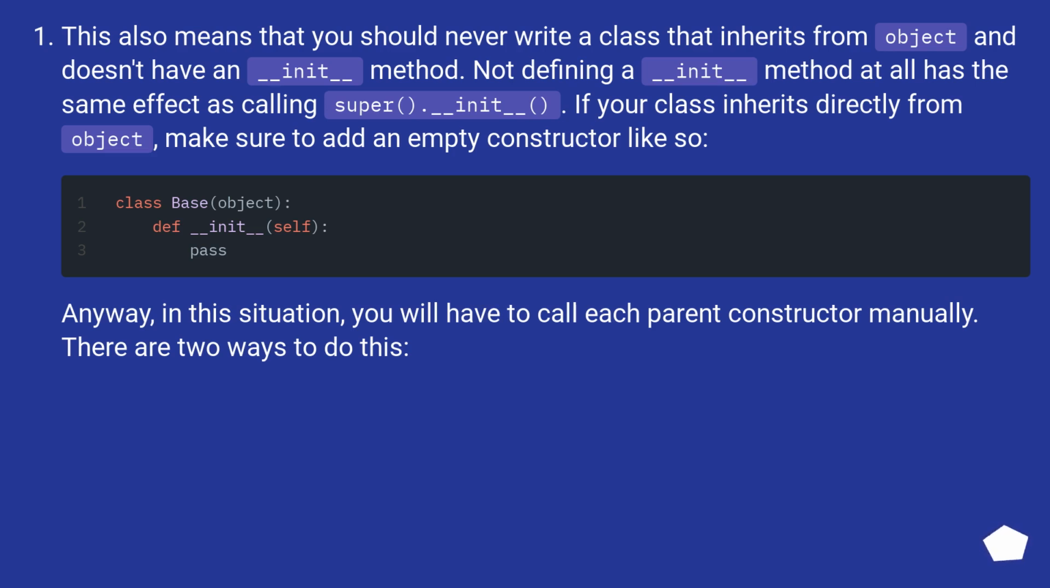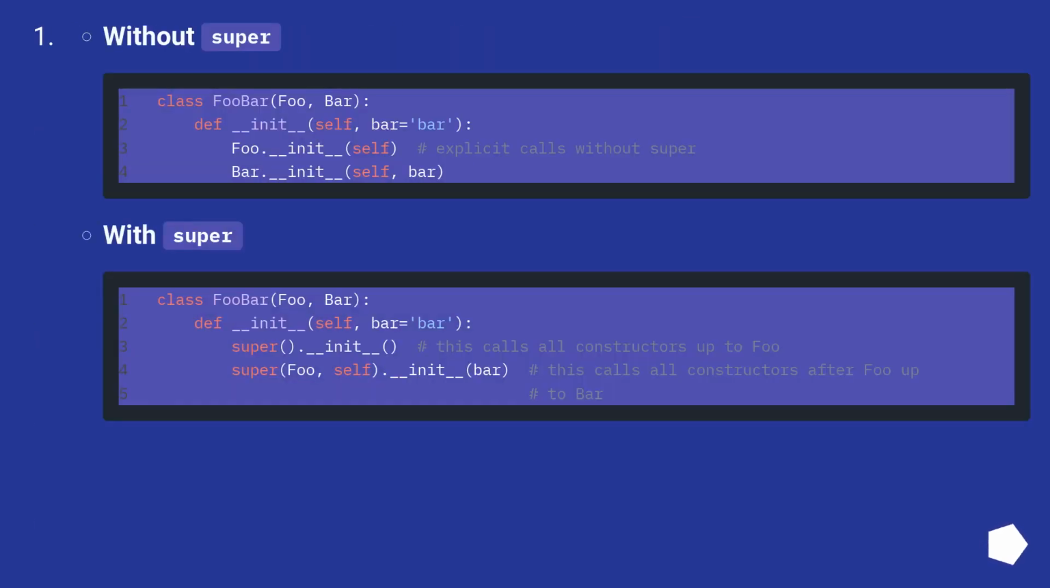If your class inherits directly from object, make sure to add an empty constructor like so. Anyway, in this situation, you will have to call each parent constructor manually. There are two ways to do this. Without super. With super.